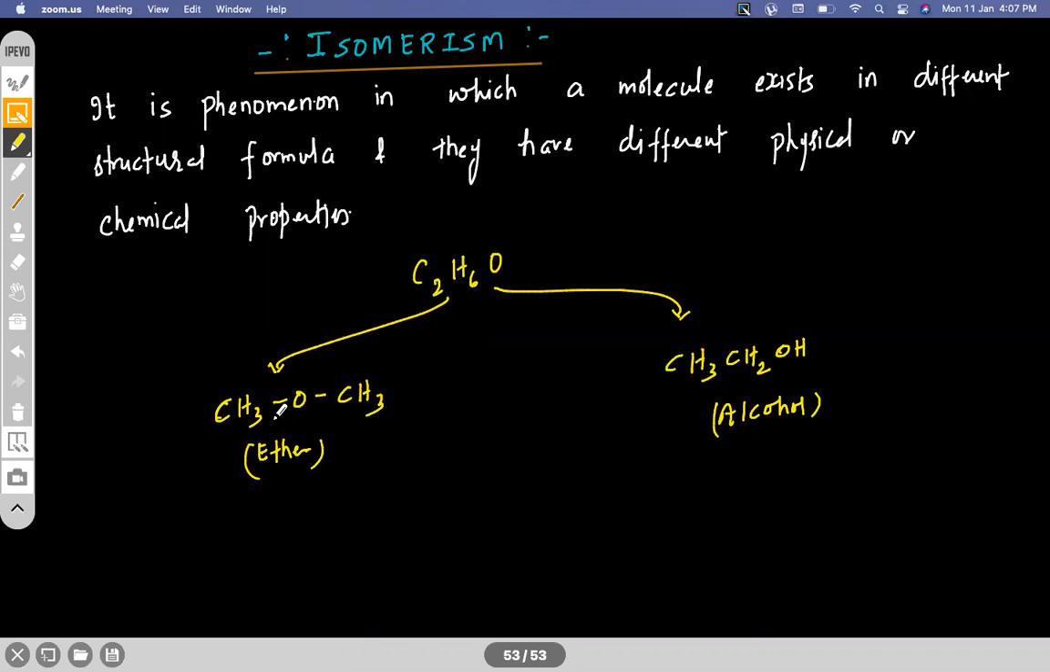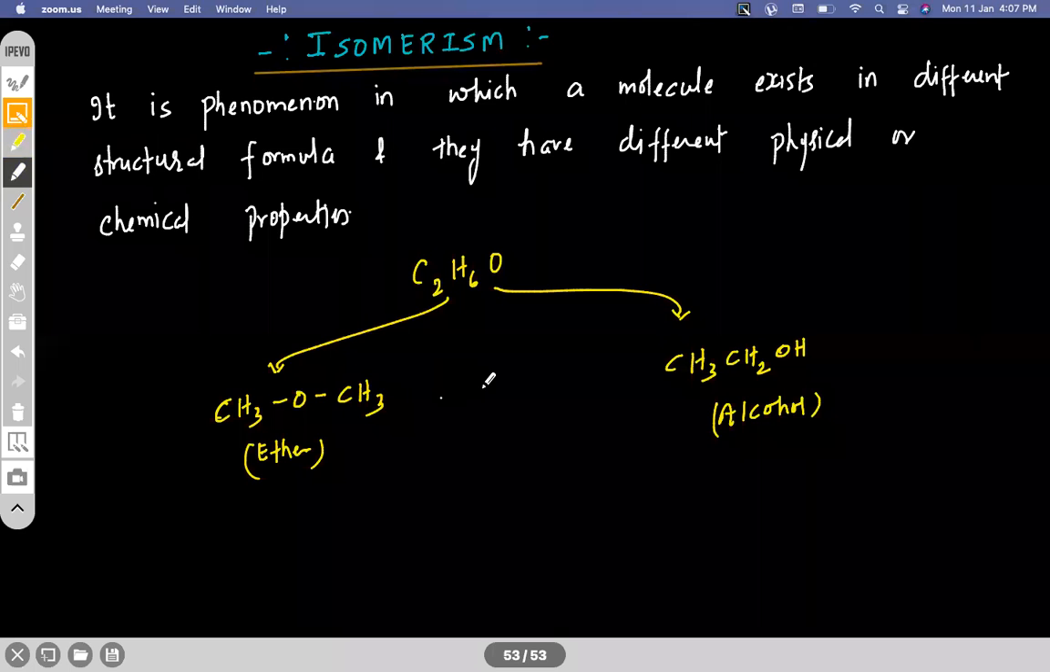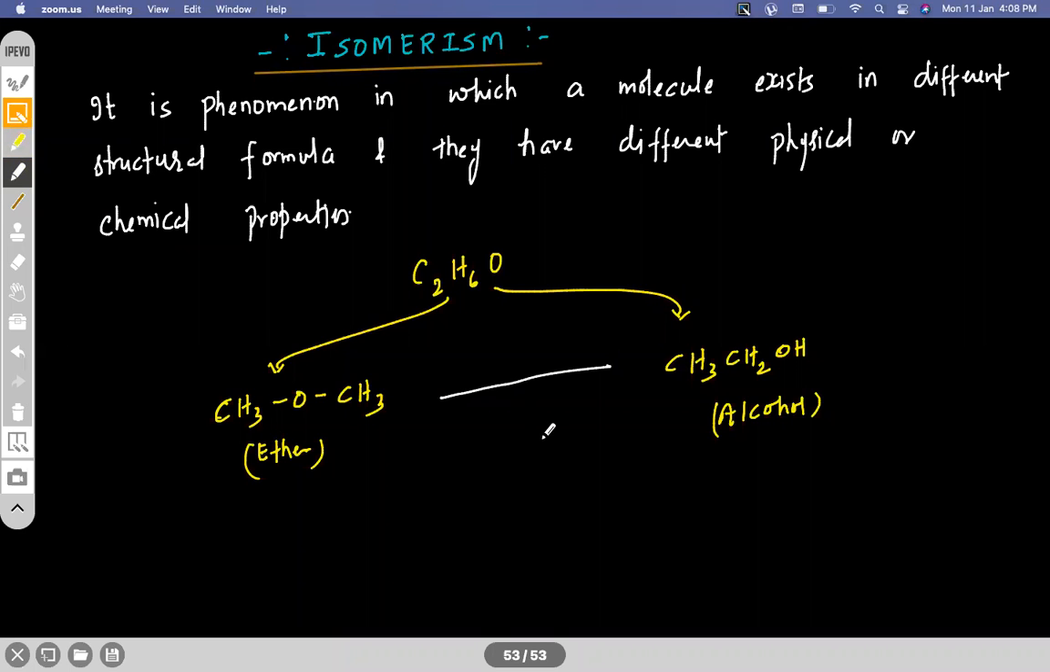This phenomenon is isomerism, right? And what are these two called? These two are called isomers of each other. Remember, isomers we always define in a pair, right? These are the isomers of each other. So this is what we are going to understand.